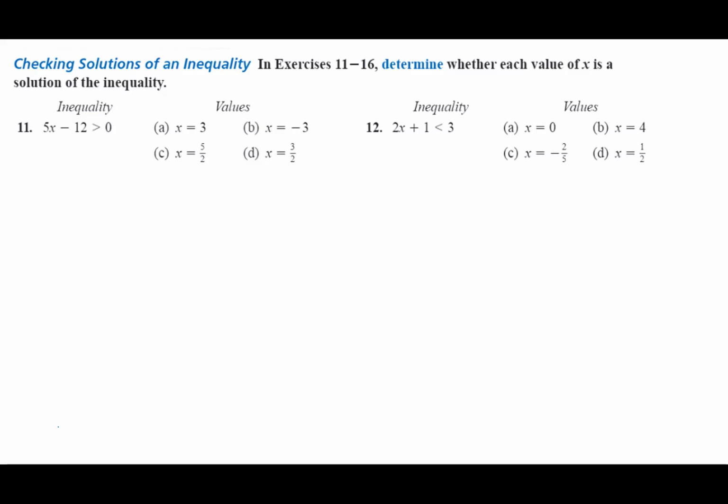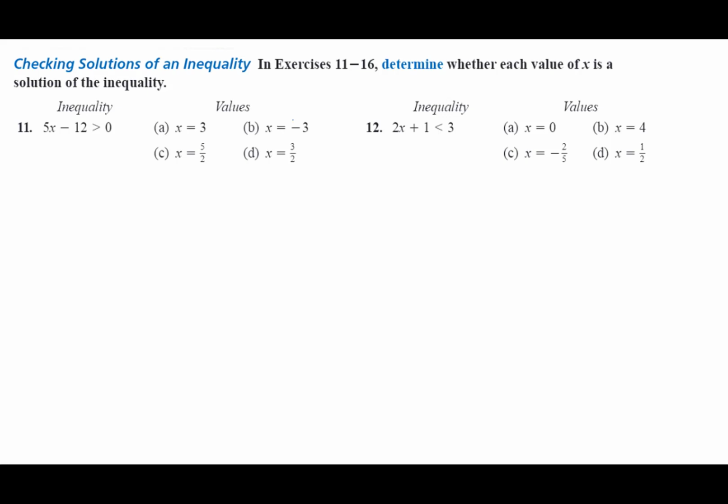I'm going to show you some problems from your section 3.6, Solving Linear Inequalities. These first two problems, the instructions say determine whether each value of x is a solution of the inequality. So you're given an inequality, you have four values, a, b, c, and d, and I need you to check each value to see if, once you substitute that value in for x, the inequality is still true? So let me show you what I'm talking about.